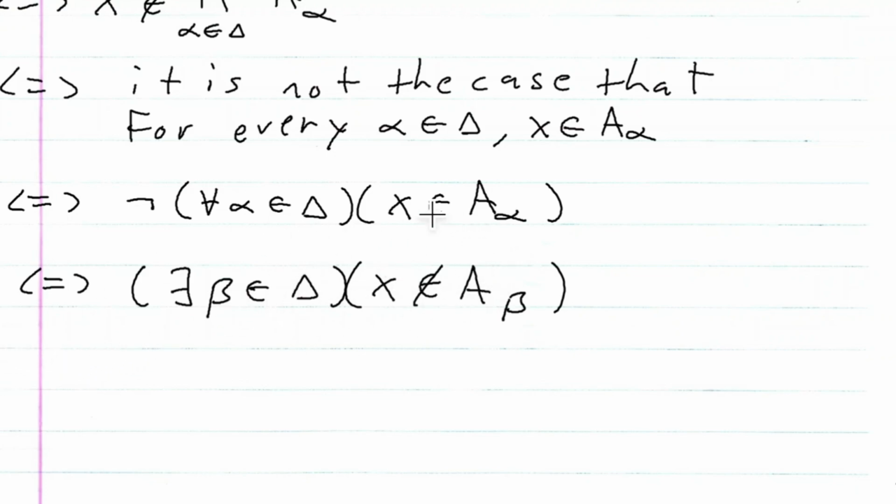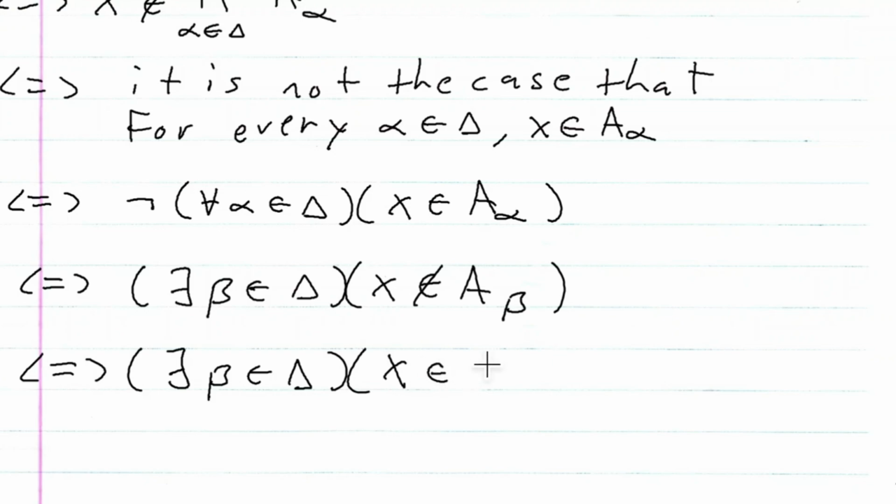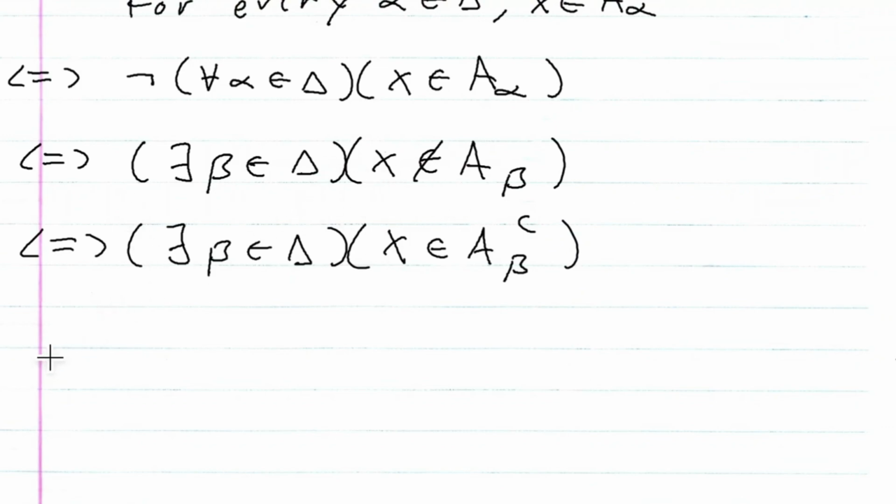So once we have this, we can rewrite this as there exists a beta contained in delta where X is an element of A sub beta complement. Now, this is literally the definition of what we're looking for. This means that X is an element of the union over the alphas in this index set of A sub alpha complement.